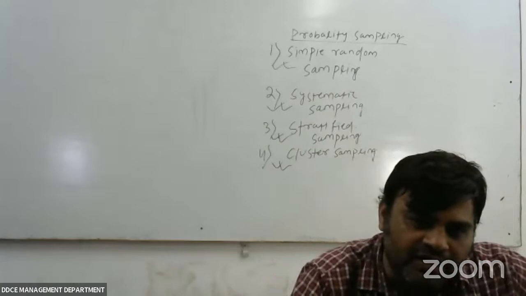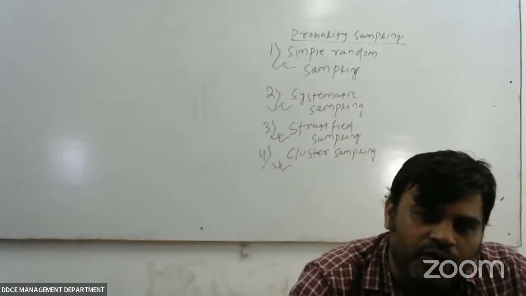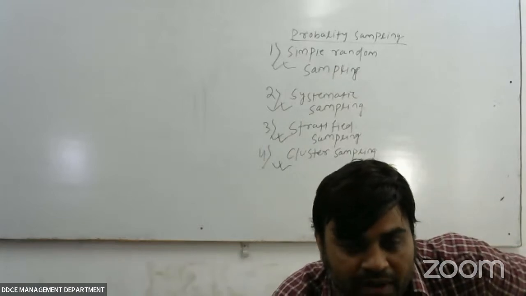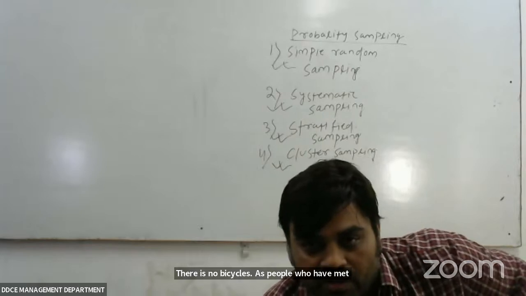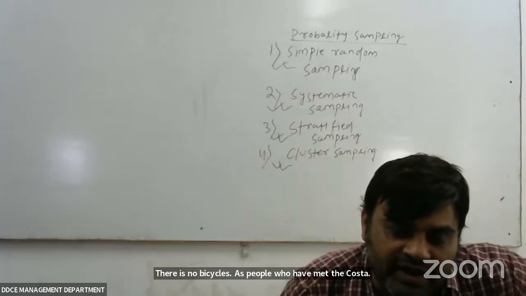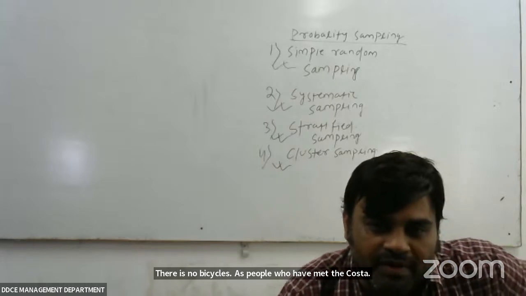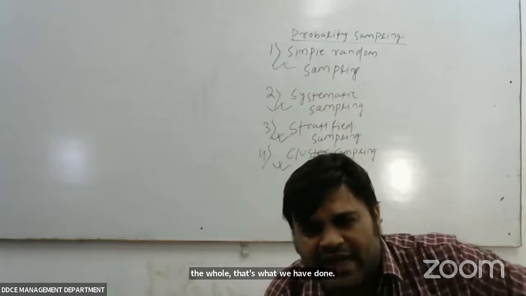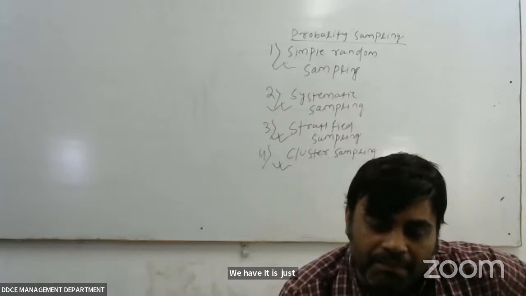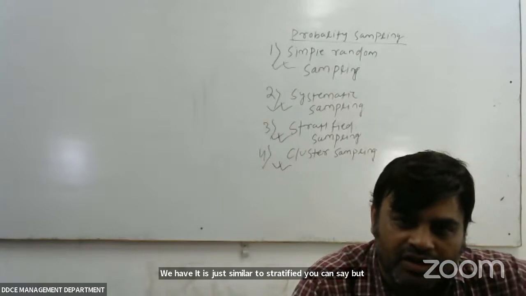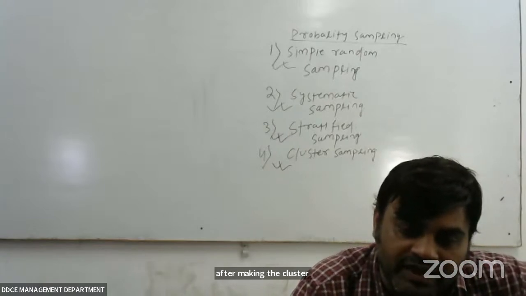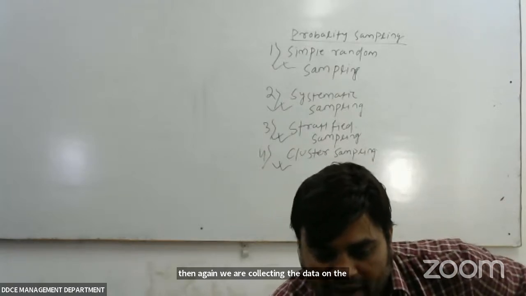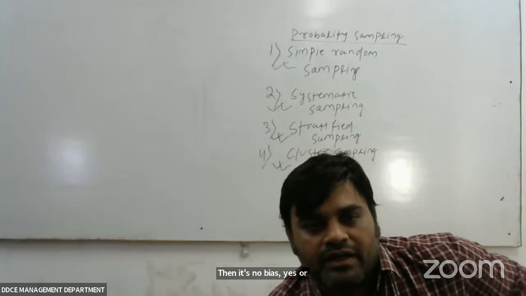Then in that particular region, you will go and your data collection is based on random sampling. There is no bias. First of all, we have made the cluster because it is very difficult to collect the data from the whole of Odisha. That's why we have made a cluster. It is just similar to stratified, you can say, but after making the cluster, we are again collecting the data on the basis of random sampling. There is no bias. Yes or no?